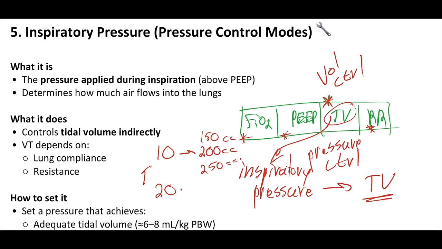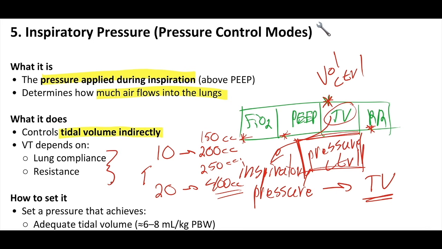Let's say you increase it to 20. That might then lead to 400 cc's of tidal volume with each breath. So the tidal volume becomes the uncontrolled variable, and the inspiratory pressure is what you're controlling. And this is only in pressure control modes. So inspiratory pressure is the pressure applied during inspiration, which determines how much air flows into the lungs. It controls the tidal volume indirectly based on lung compliance and airway resistance.